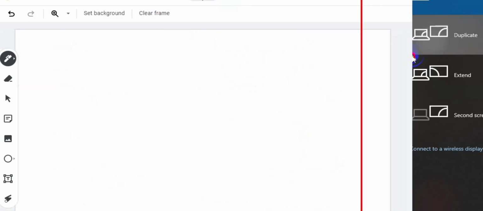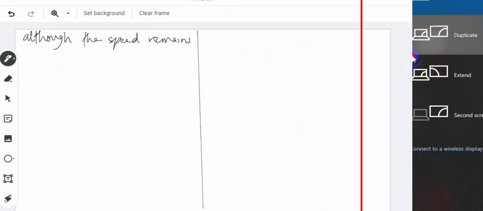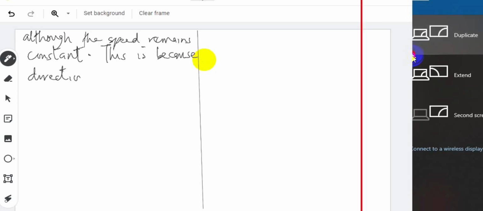Right, so it's a constantly changing velocity, although the speed remains constant. The speed remains constant. Why can we conclude that? This is because the direction is constantly changing. And if you can recall, velocity is a vector quantity.